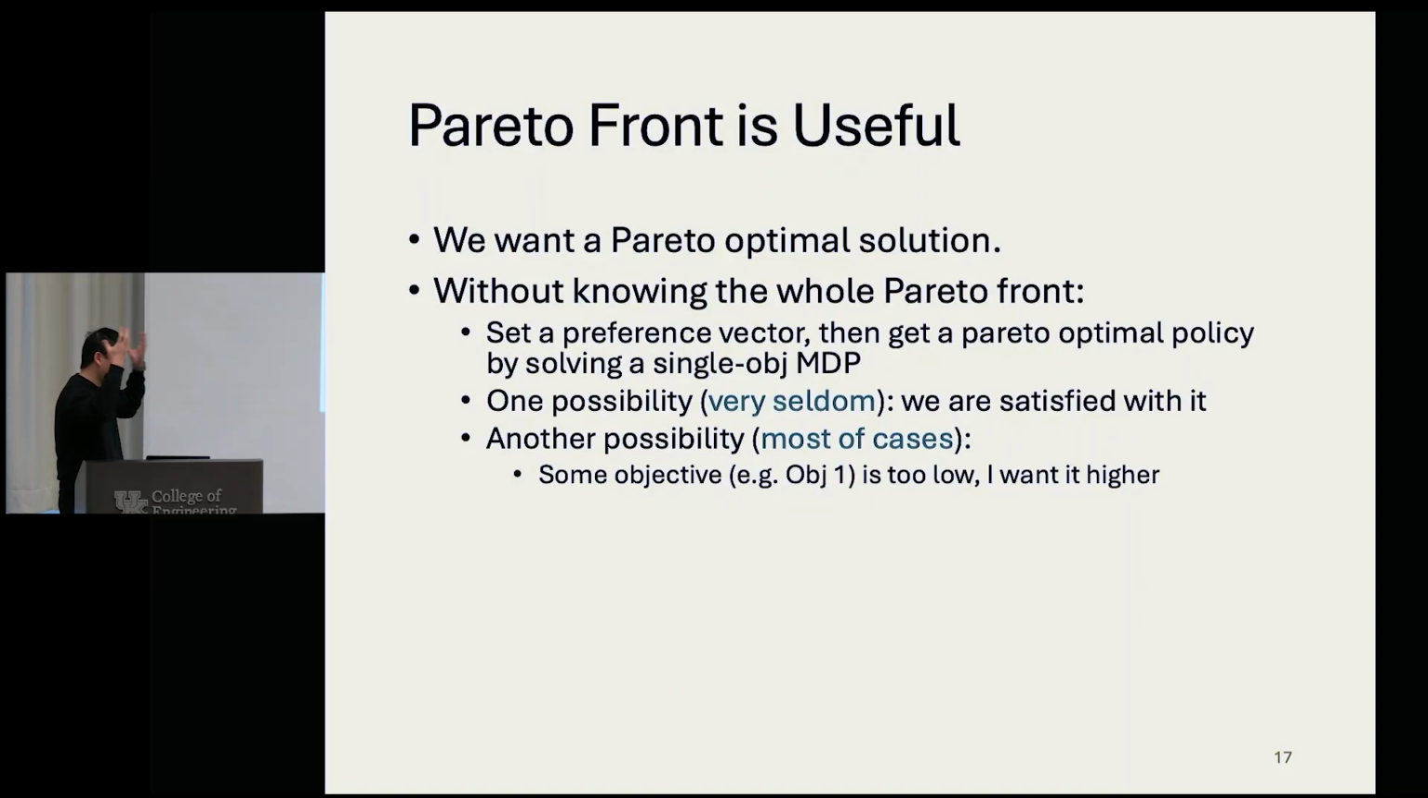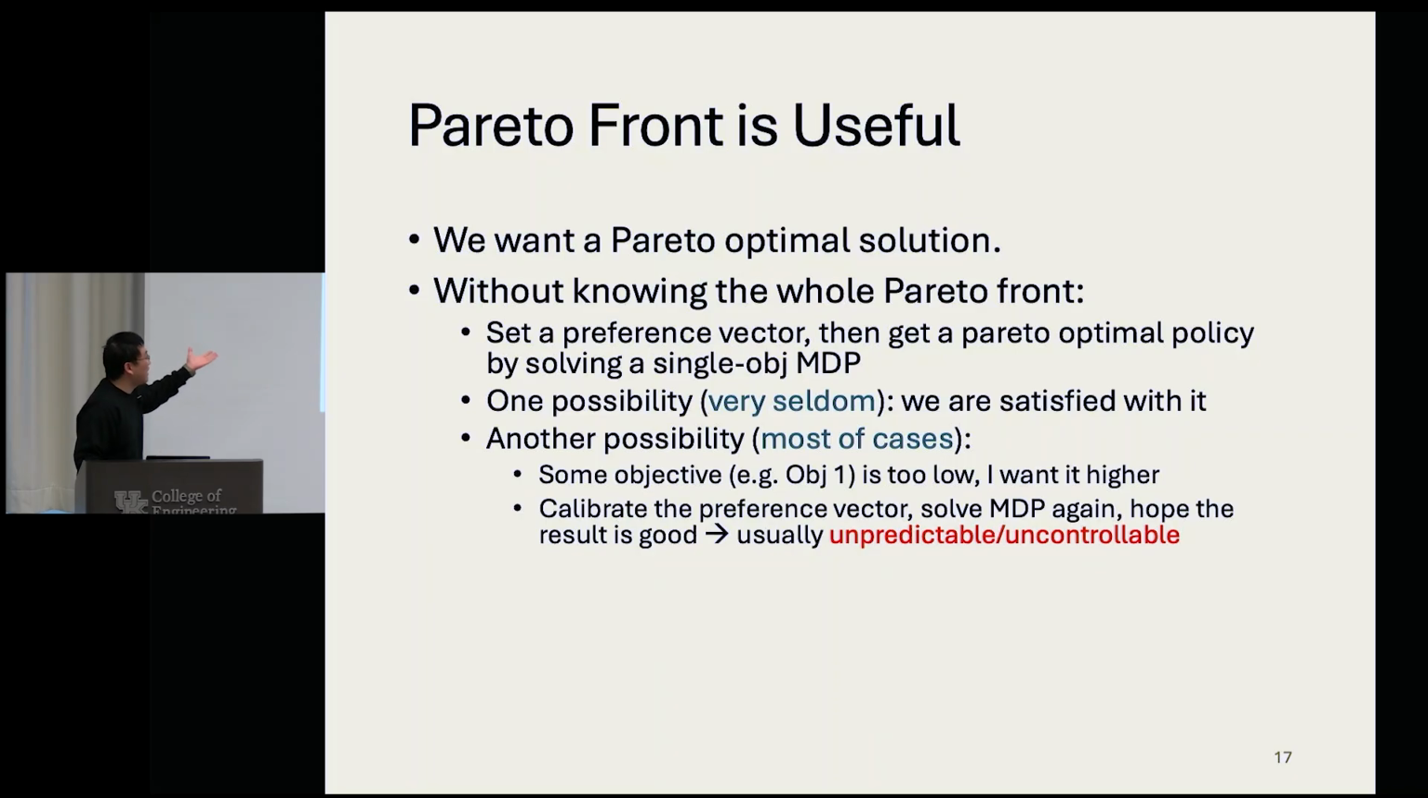For example, if we consider the previous example about the profit and the customer satisfaction, after we solve it, we look at the numbers for profit and customer satisfaction, and we think maybe the profit is a little bit lower, and I want to increase the profit a little bit more, and I can afford a decrease of the customer satisfaction a little bit. So I want some small adjustment on the outcome. If that happens, and that happens frequently, then we have to calibrate the preference vector and solve this MDP again, and hope the result satisfies our original expectation.